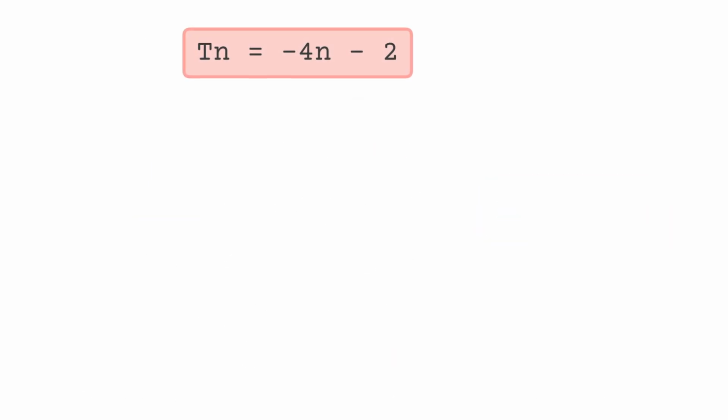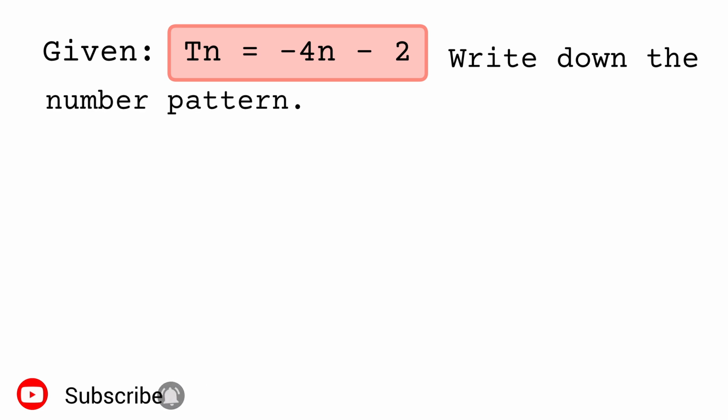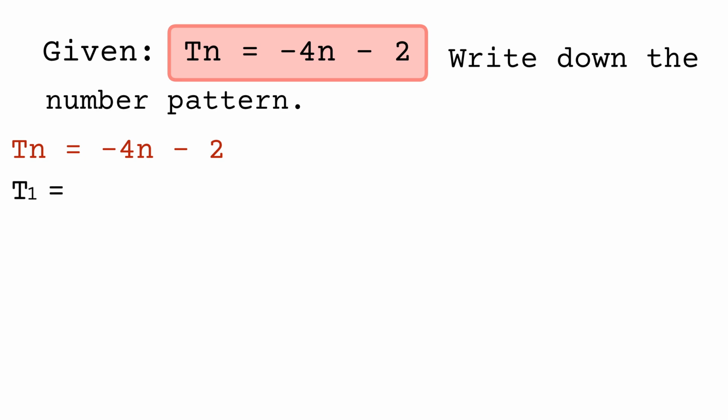What happens if you are not given the number pattern and you are only given the nth term formula for the number pattern? How do you find your number pattern? You have to note that the nth term formula you are given gives you access to the sequence. So we're going to use it to find the number pattern. Tn equals -4n minus 2. We first find the first term of the number pattern. So instead of n, we write 1 and solve for T1.